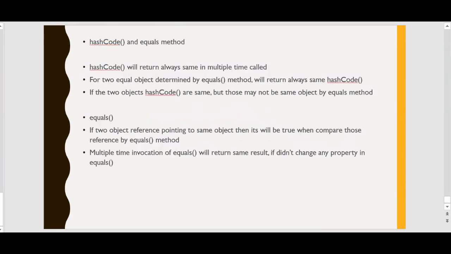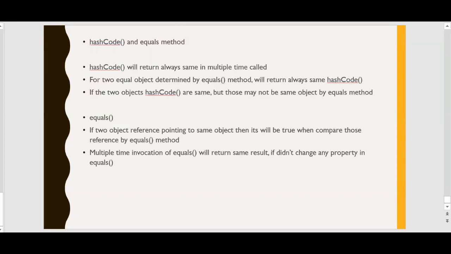So, the hashCode and equals methods. This is very important to understand if we are dealing with objects in multiple operations in collections. Okay, so what are the rules, or what is the importance of the hashCode implementation? Let's understand what is meant by hashCode.